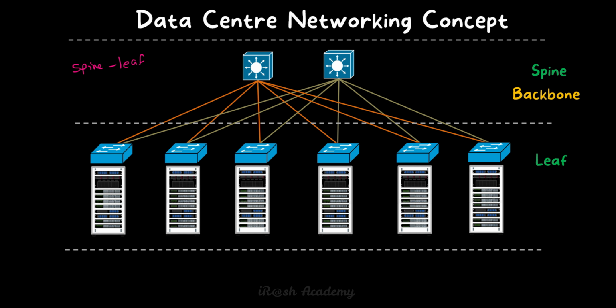The spine layer is considered the backbone of the data center network. Its main function is to provide network connectivity to the leaf layer, and the leaf layer is mainly used for server connectivity. For that, ToR switches are used in the leaf layer. ToR stands for top of the rack switches, and its main function is to provide network connectivity to the devices available in that specific network rack.